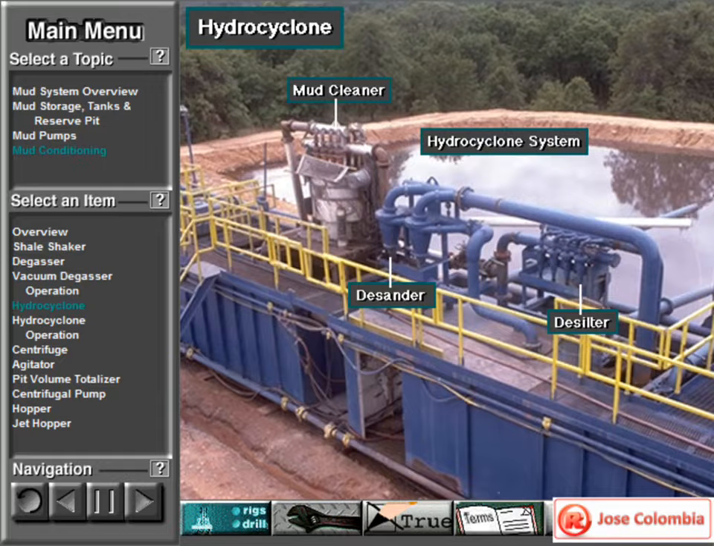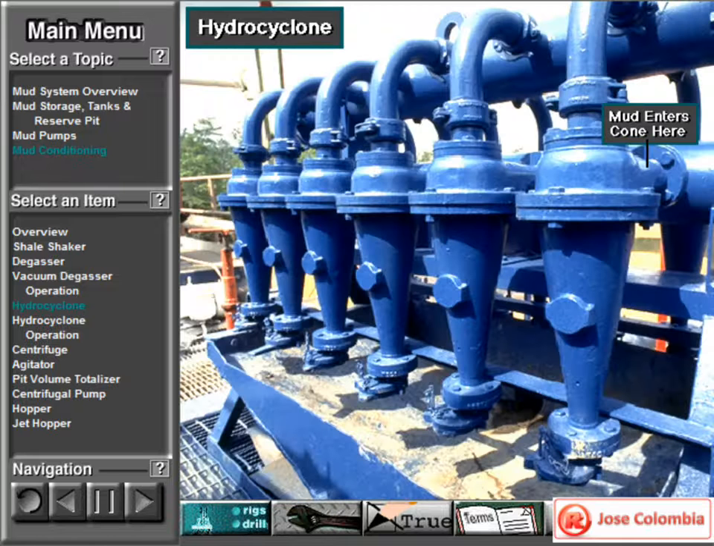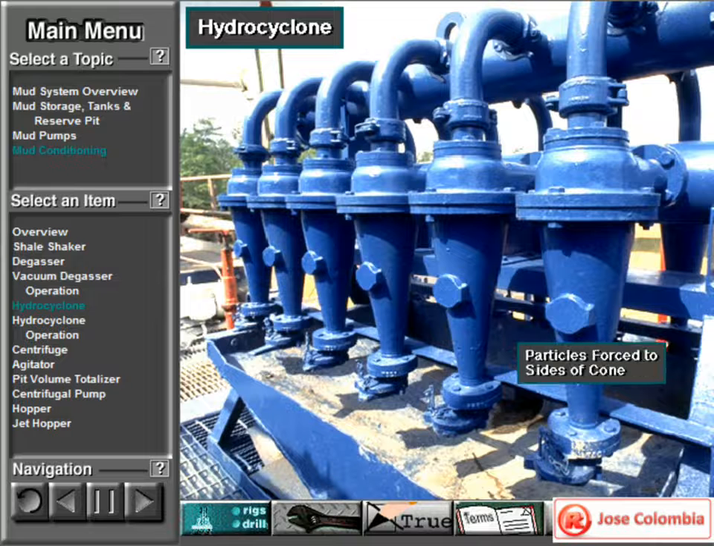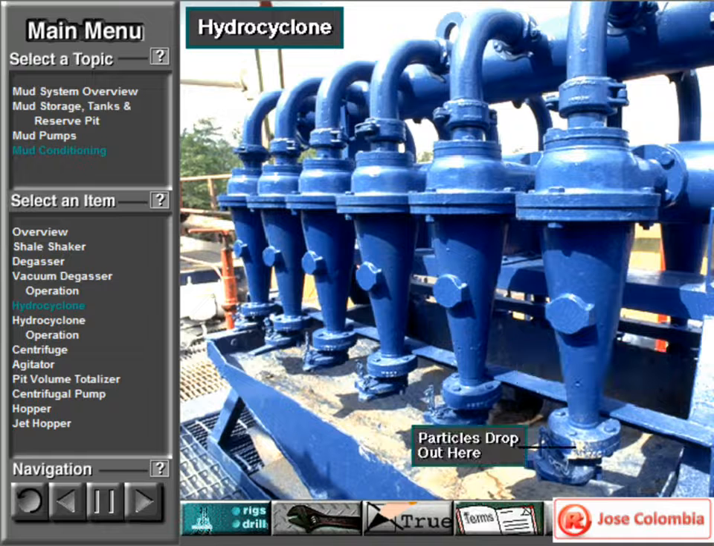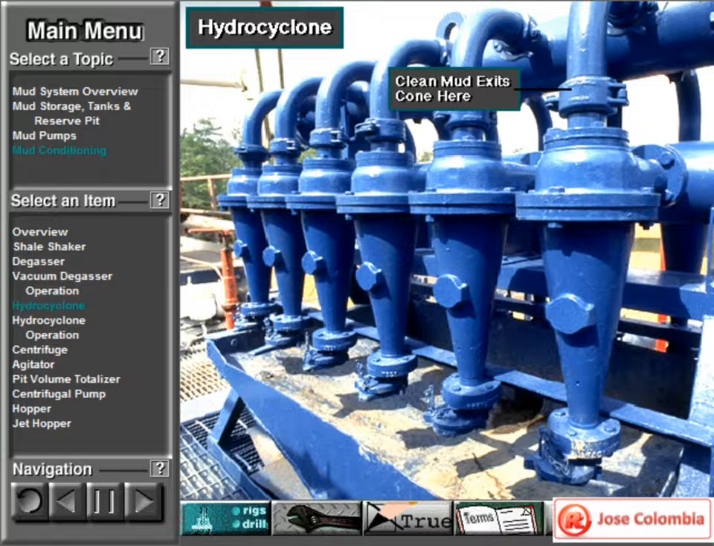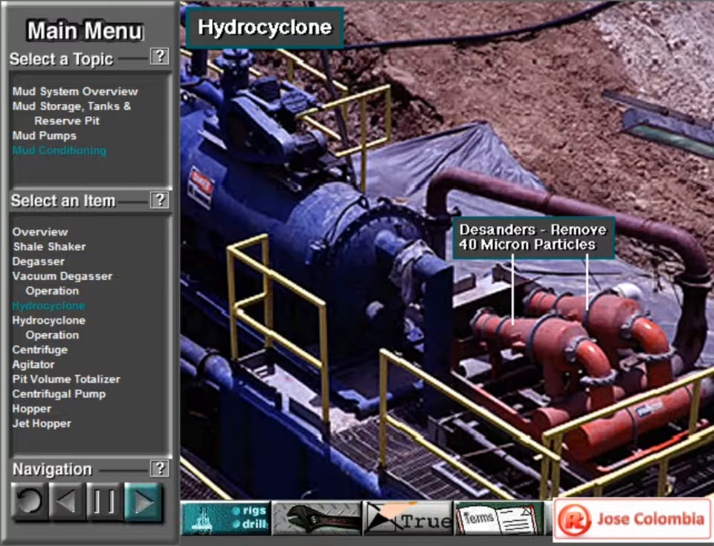A hydrocyclone system consists of several cones. Mud enters through a side opening at the large end of each cone. It swirls around inside the cone. This centrifugal force, or cyclone motion, throws the larger particles to the side of the cone. There, the particles move to the bottom of the cone and drop out. Clean mud goes out the outlet at the top.